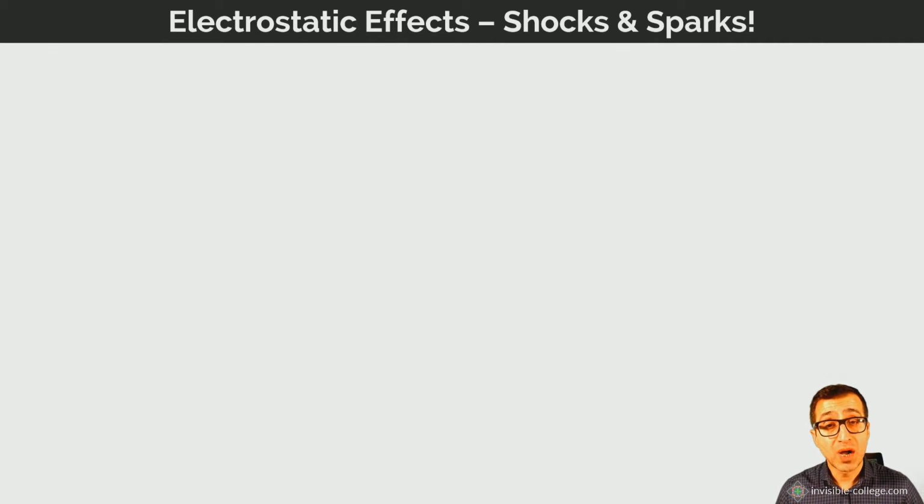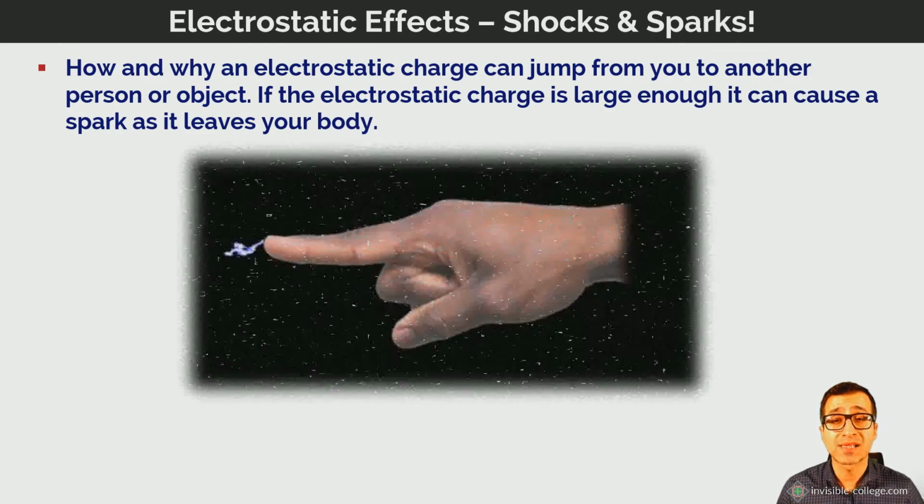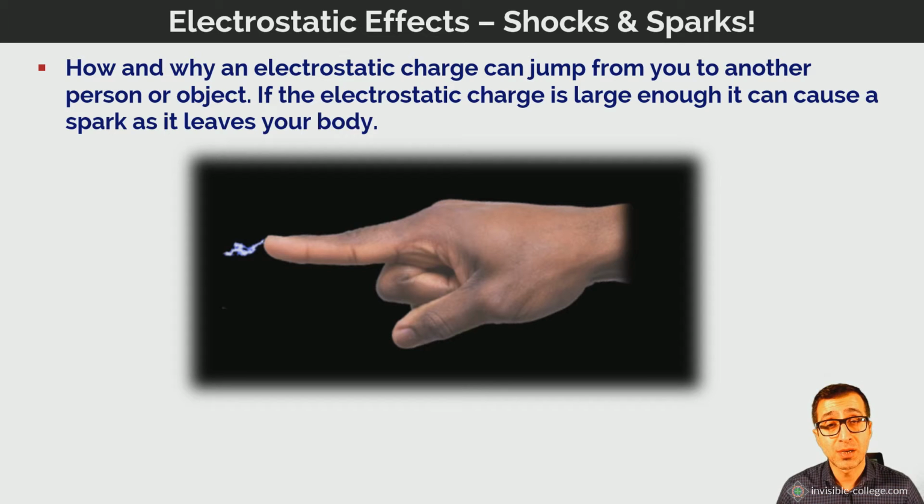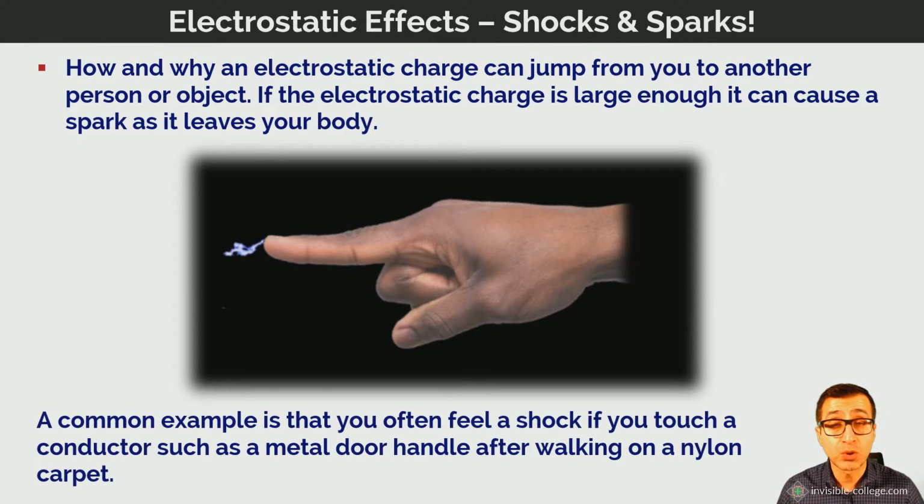We can also explain why an electrostatic charge can jump from you to another person or object. If the charge is large enough, it can cause a spark as it leaves your body. So again, a common example is when you touch a conductor such as a metal door handle after walking on a nylon carpet.